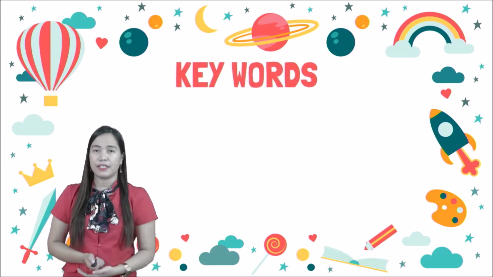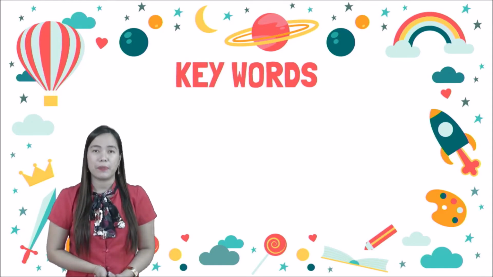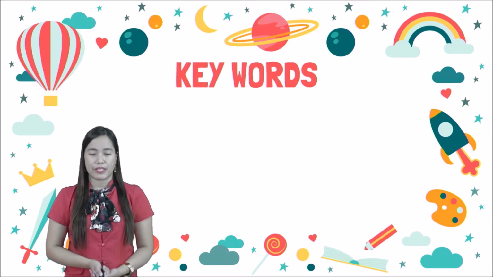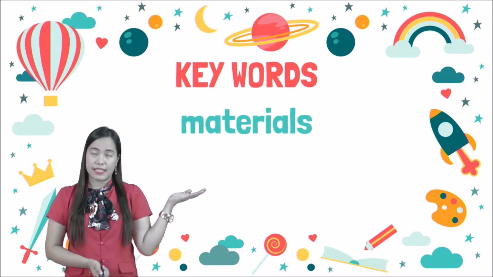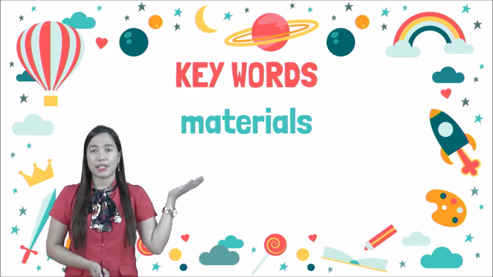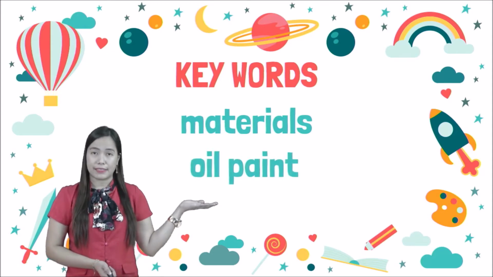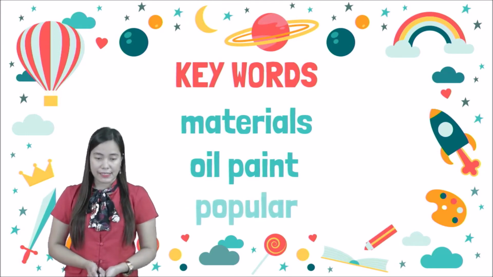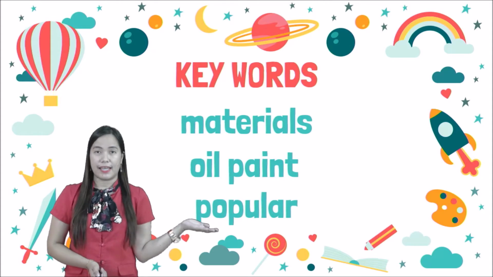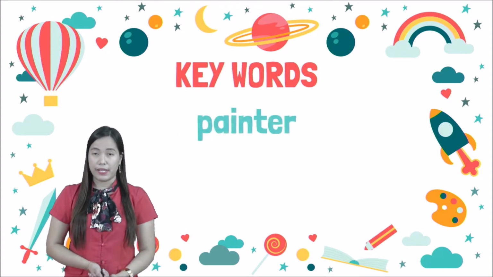Now, kids, let's start with your keywords. Okay? Keywords are the words that you need to learn so that later when you read them in our passage, you already know their meaning. Let's start with the first one. Materials. Can you repeat? Materials. Okay, next one. Oil paint. Again, oil paint. Next, popular. Again, popular.